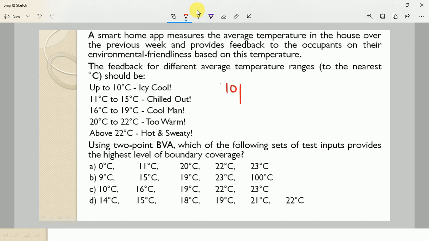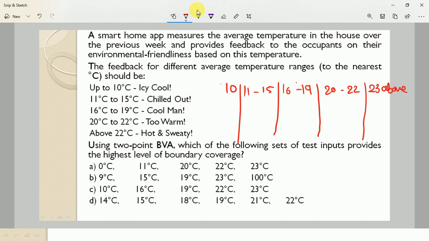Clear? Then you can simply go for 11 to 15, the next partition, 16 to 19, another partition we have, then 20 to 22, and above 22. So I will say 23 and above. All these are considered. Whatever you are finding, these are valid boundaries, right? Now let's go for the options.